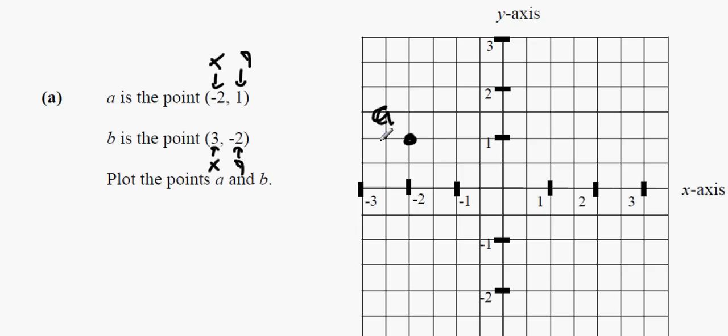Next point we're looking for is (3, -2). We go across 3 and we go down to minus 2. And this is the point B.